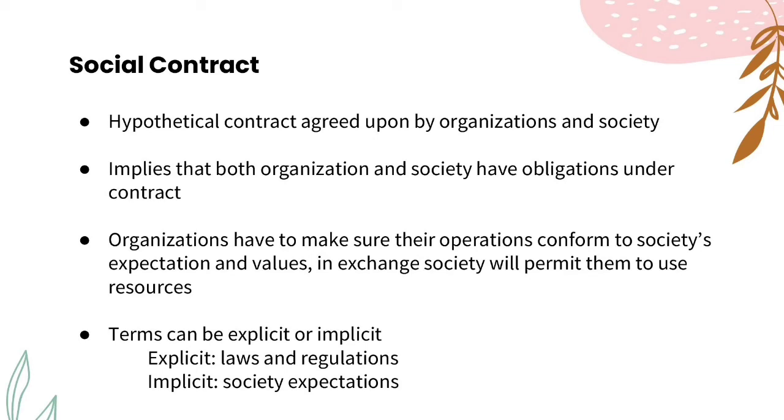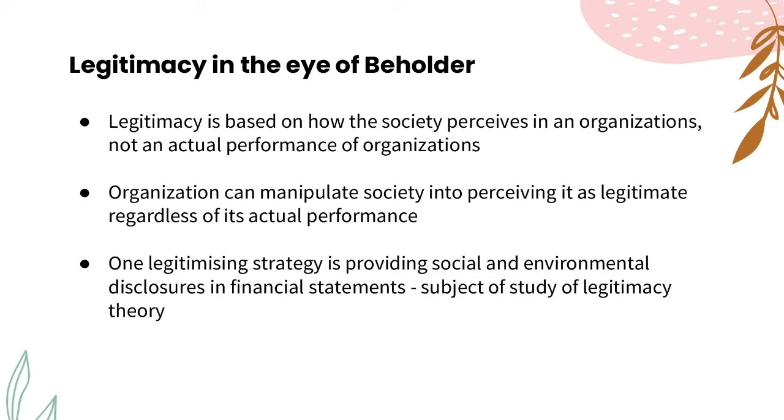And what these obligations are is that for organizations, they have to make sure that their operations conform to the expectations and values of the society, and in exchange for that, society will permit the organization to use the resources that the organization needs for their operations. So the terms in this social contract are both explicit and implicit. The explicit terms are the laws and regulations in the country that organizations have to adhere to, and the implicit terms are the expectations and values of society. So organizations have to adhere to these terms in order to be granted permission to use the resources by the society.